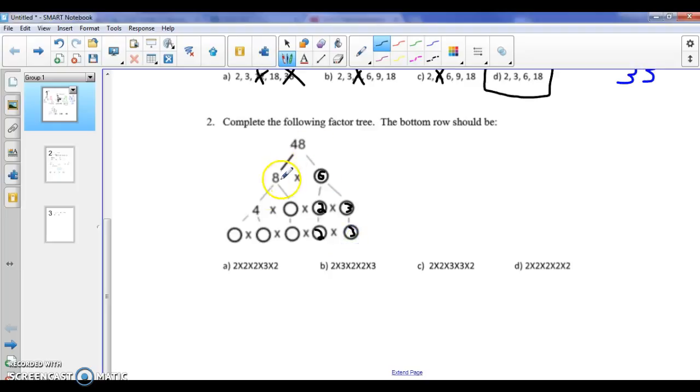Right here I have 8, and 4 times 2 is 8, and I know that that would be 2, and I need to multiply 2 and 2 together to get 4. Taking a look at my factor tree, I have 4 2's and a 3 in that order, or I could mix up my last 2 here just like this one. So I know that A is my correct answer.